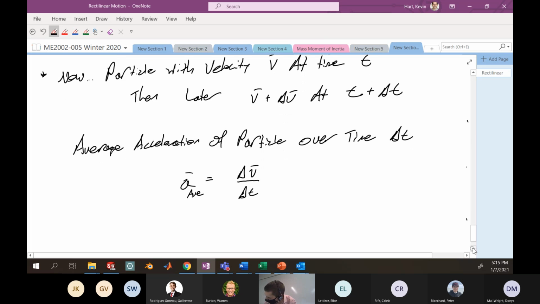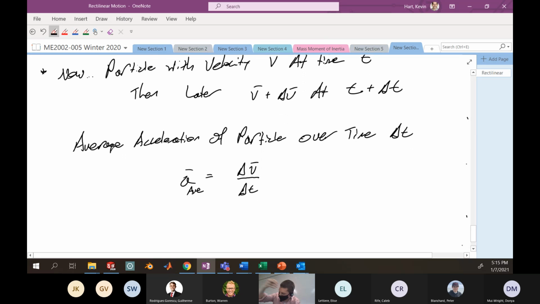This is a nice form if you have a known velocity change over a known amount of time. Let's say I speed up from 10 miles an hour to 20 miles an hour in 5 seconds. Then my average acceleration over that time is 10 miles per hour divided by 5 seconds, which would be 2 miles per hour per second. Okay.